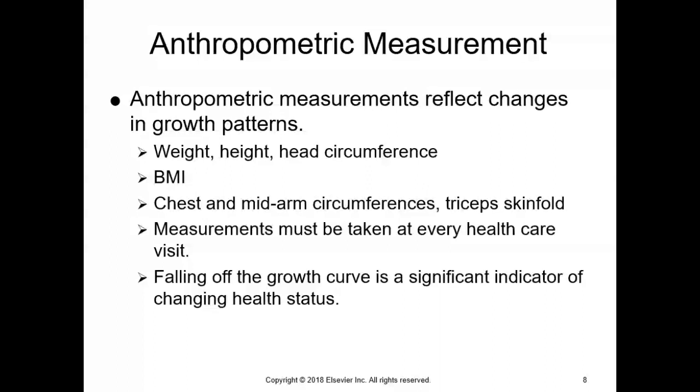Anthropometric measurements reflect any change in the growth pattern and may be the first clue to a serious problem. Measurements must be taken at every healthcare visit from birth to adulthood. If a child's weight or height stops following the child's own growth curve, it is a significant indicator of a change in health status. When a child is able to cooperate and stand without support around the age of 2, the examiner stands the child in stocking feet, so just their socks on, next to a standard measuring tape that begins at the child's heel and is not displaced from room molding.